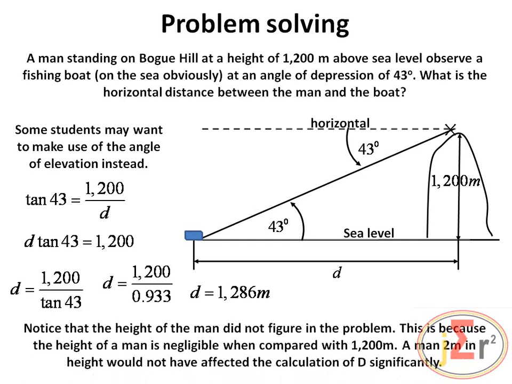Notice that the height of the man did not figure in the problem. This is because the height of the man is negligible when compared with 1,200 meters. A man 2 meters in height would not have affected the calculation of D significantly.